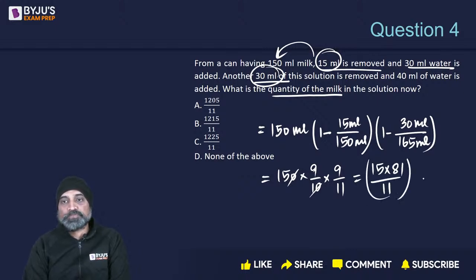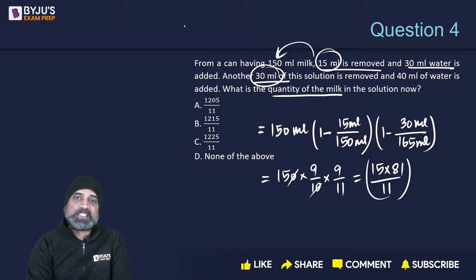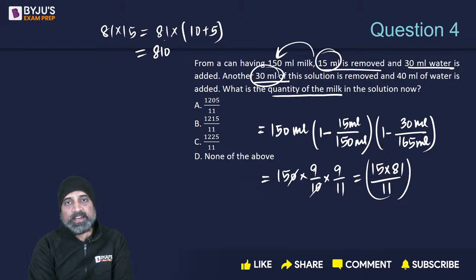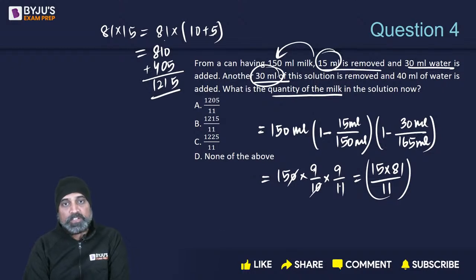Now 15 into 81, you can treat this as 81 into 15. Now 81 into 15, you can break down as 81 into 10 plus 5. Now 81 into 10 is 810, and 81 into 5 is half of 810, which is going to be 405. So this is going to give us 15 into 81, so 1215 whole divided by 11.